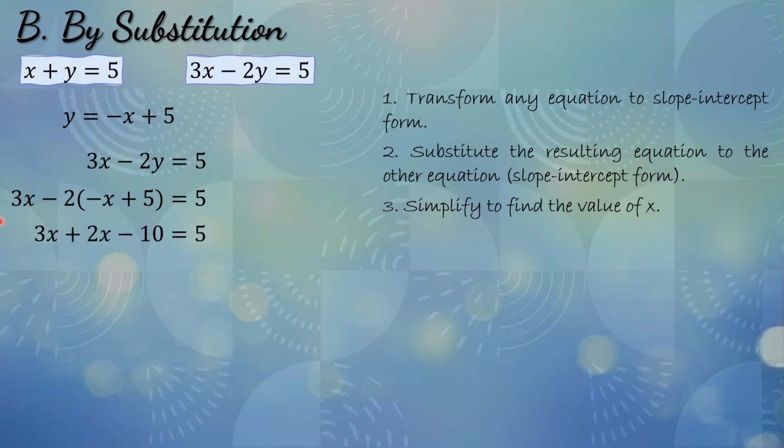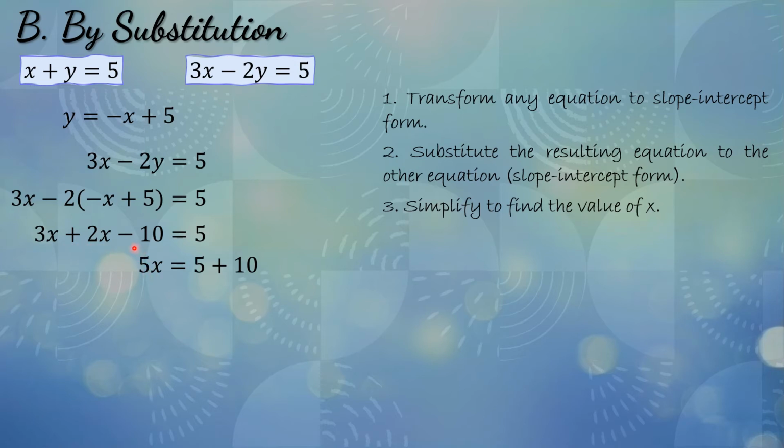Kaya magiging 3x, bring down lang natin ito. Negative 2 times negative x is positive 2x. Negative 2 times positive 5 is negative 10. And then bring down equals 5. Next is to combine like terms. So, this will be 3x plus 2x is 5x.